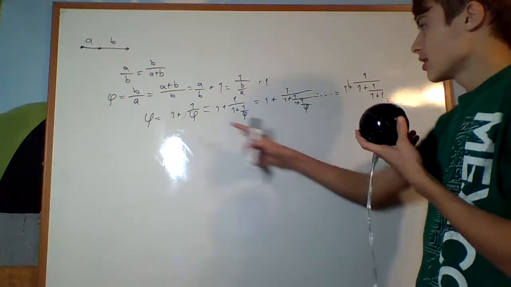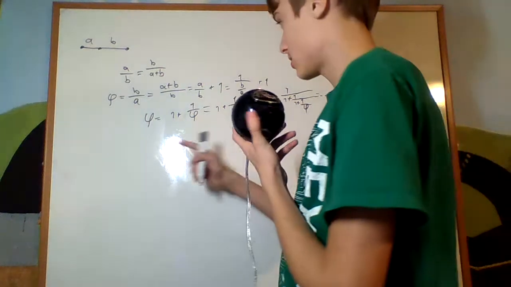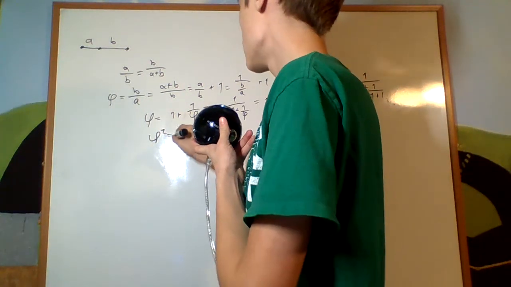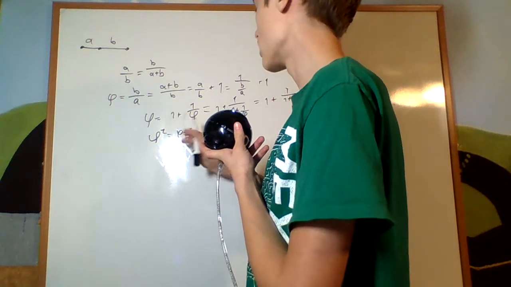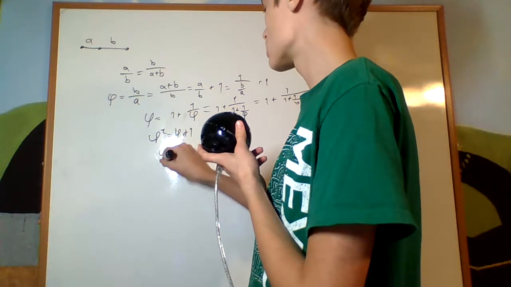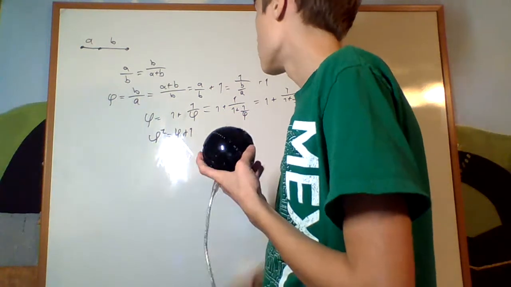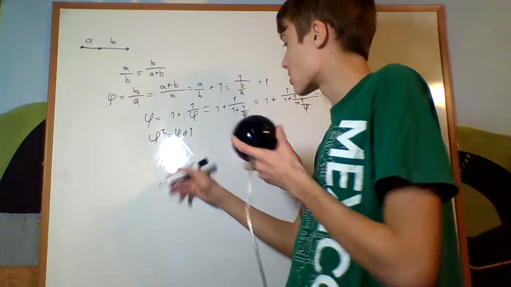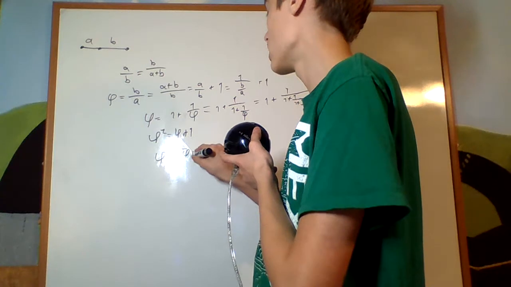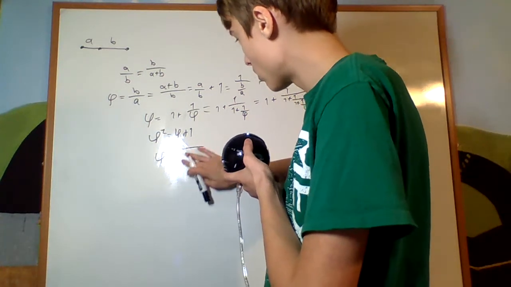So let's go back to this. Let's multiply this by phi on both sides. So I get phi squared equals phi plus 1. First, let me look at something interesting about this. I get phi is the square root of phi plus 1, or I'm going to write it as the square root of 1 plus phi.